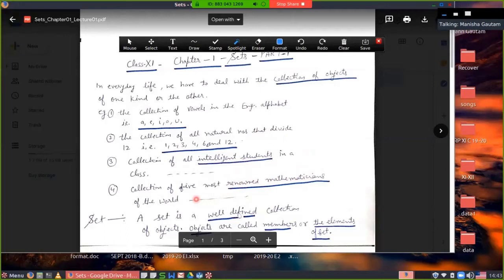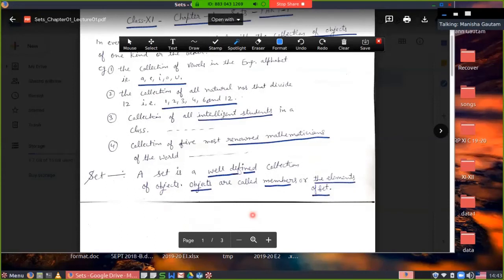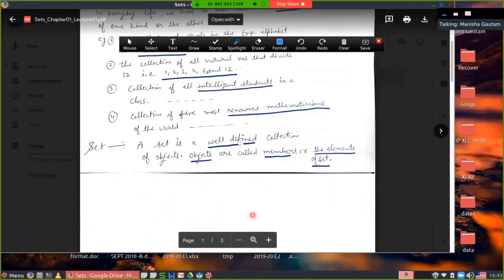So in mathematics, the one word which is important in the definition, as we will read: a set is a well defined collection of objects. If there is some rule to collect the objects, then only it is known as a set in mathematics. It means a well defined criterion should be there behind any statement, then that statement gives a group of elements which are known as set elements. Objects are called the members or the elements of the set.